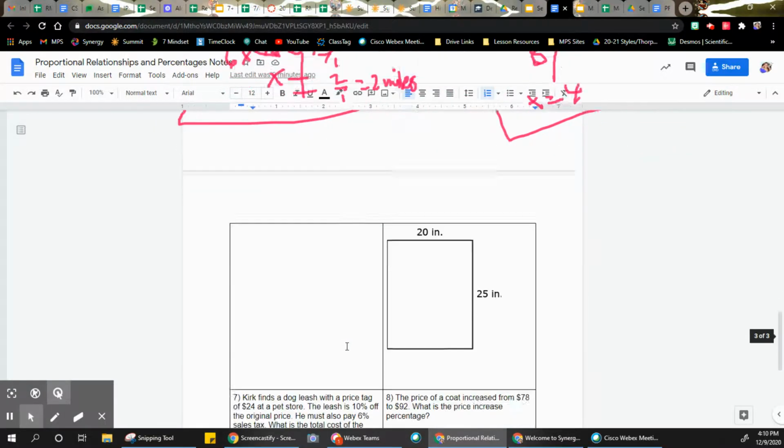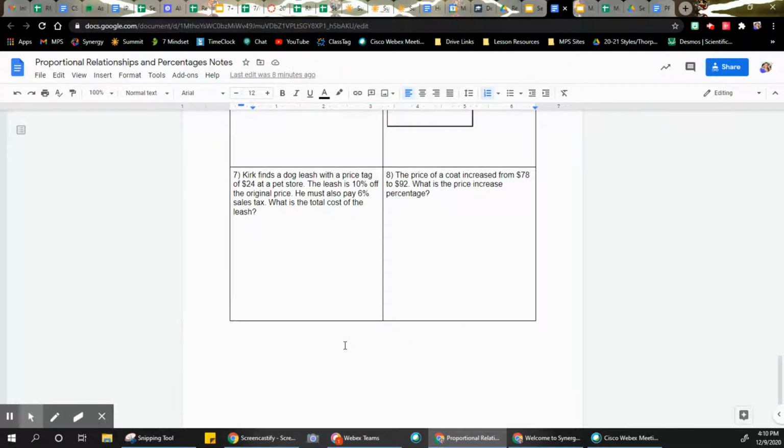All right, let's move on to my last two problems. Kirk finds a dog leash with a price tag of $24 at the pet store. The leash is 10% off the original price. He must pay 6% sales tax. What is the total cost of the leash?